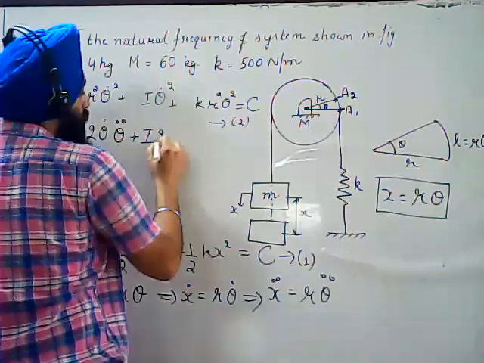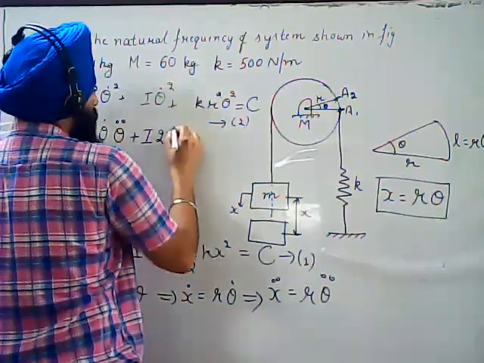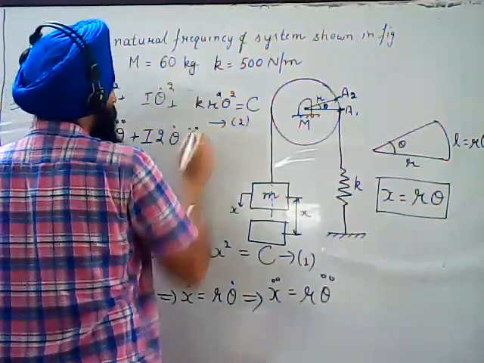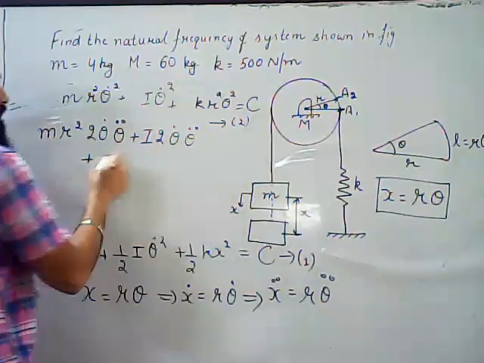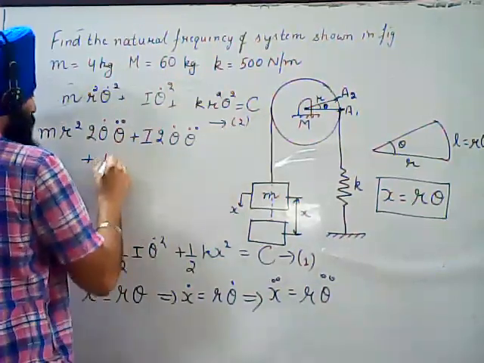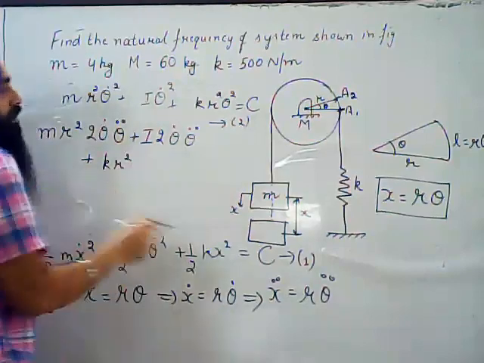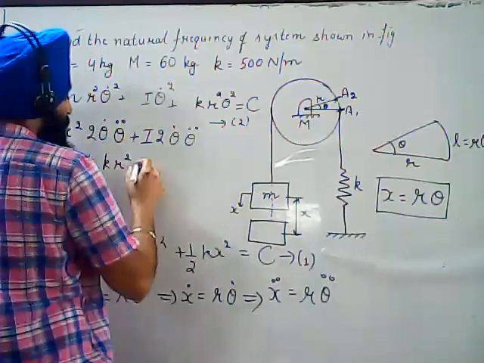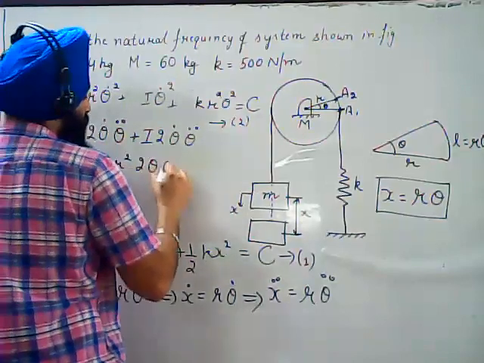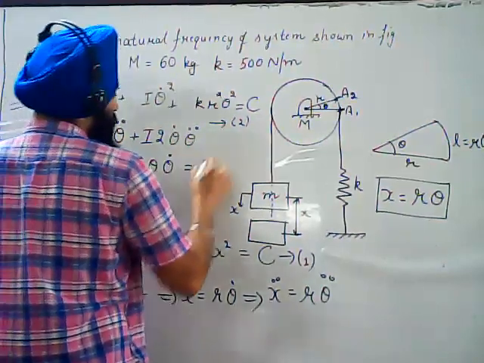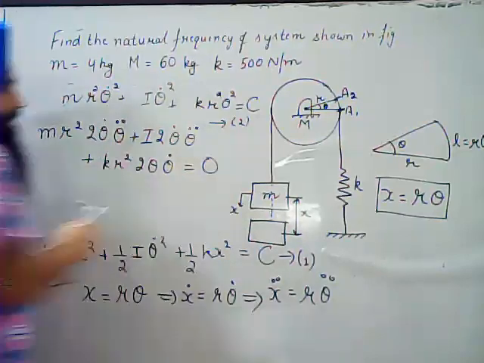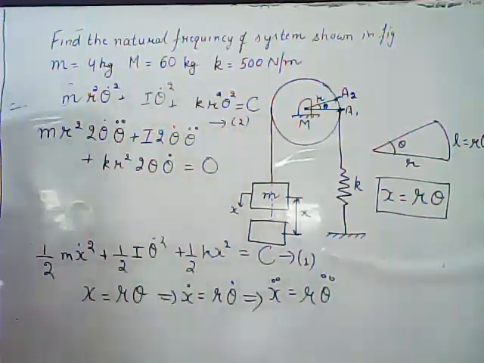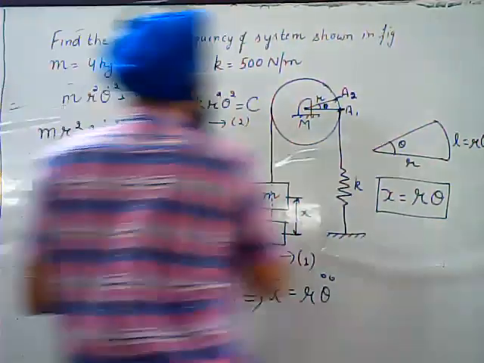Plus I into the differentiation of theta dash square, which will be 2 into theta dash into theta double dash, plus k into r square, which is common, into theta square. Differentiation of theta square will be 2 into theta dash. This will be equal to 0 because differentiation of a constant will be 0.